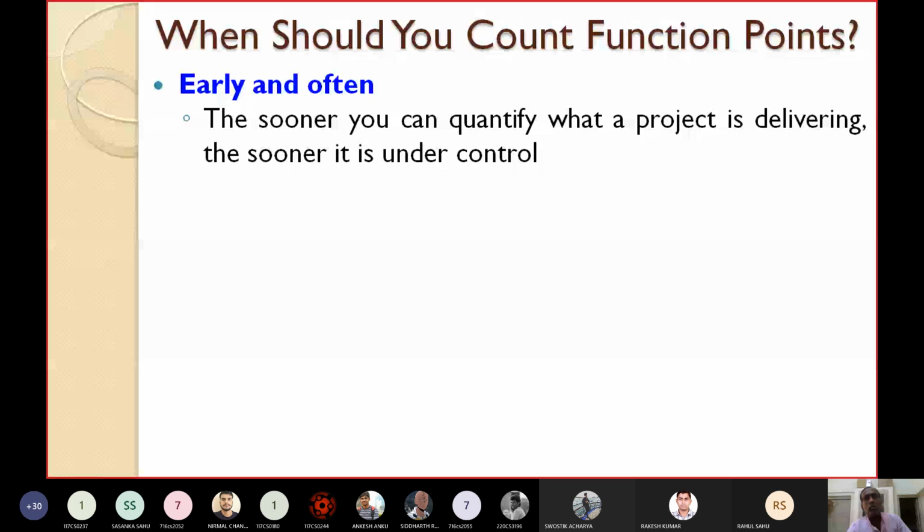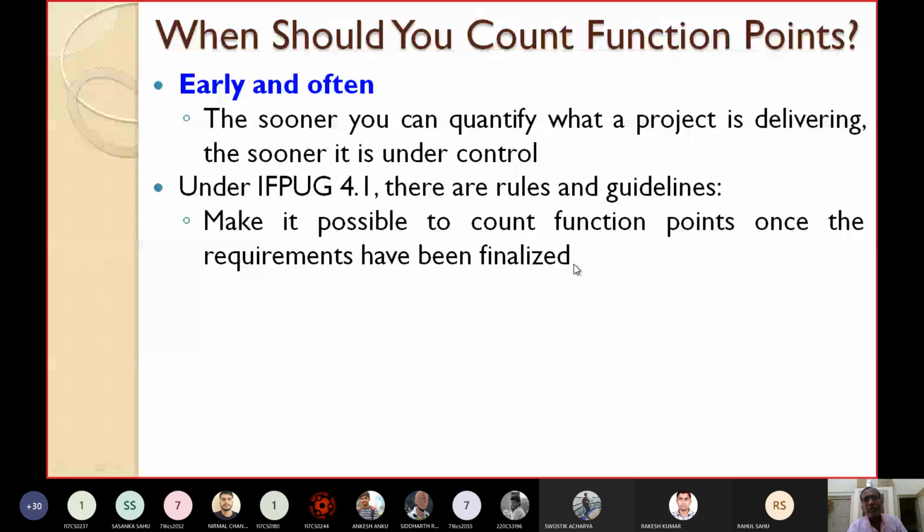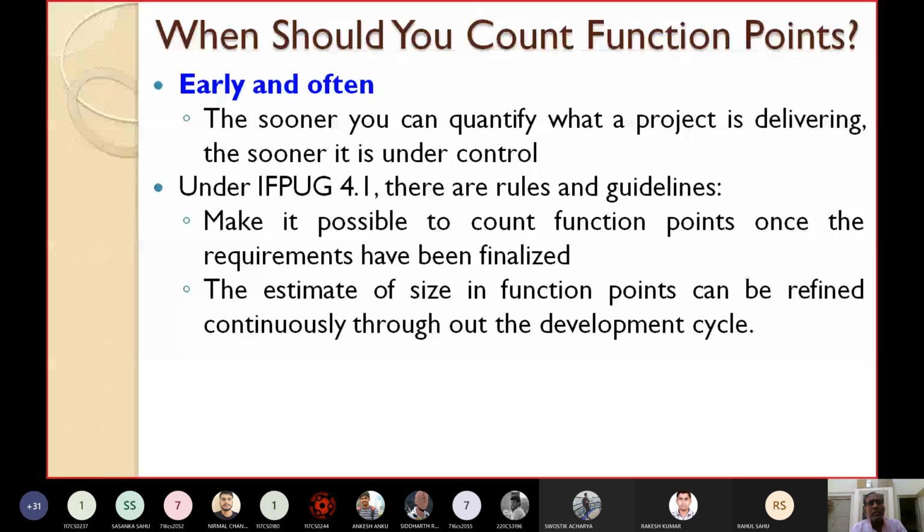Under IFPUG 4.1, there are several rules and guidelines. These rules and guidelines make it possible to count the function points once the requirements have been finalized, once the SRS document is prepared. The estimate of size in function points can be refined continuously throughout the development cycle. It's not that once you have done it, it is fixed. It can be refined again and again. It is not constant. You can refine it, modify it, change it.